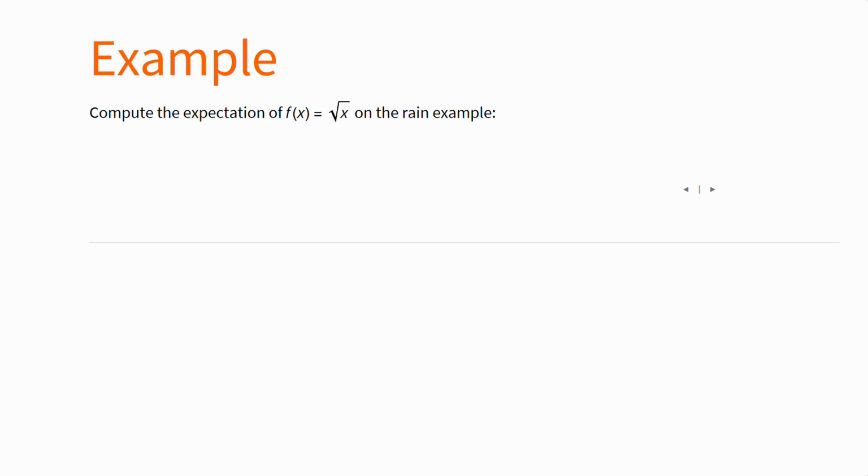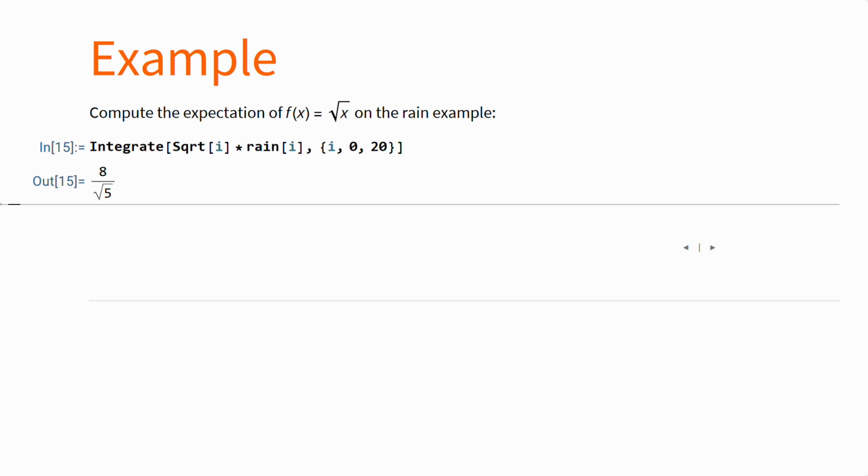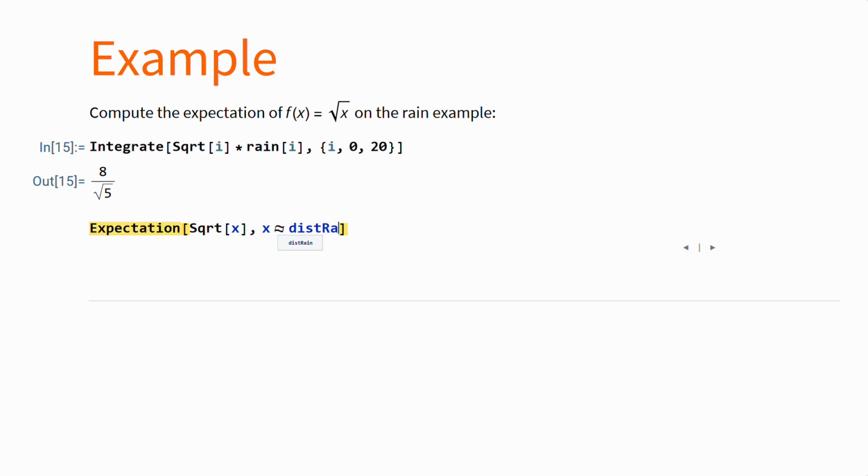What about the expectation of the square root of x for the rain example? Similarly, you could integrate the square root times the probability of rain over the entire domain, or just take the expectation of the square root over the distribution.